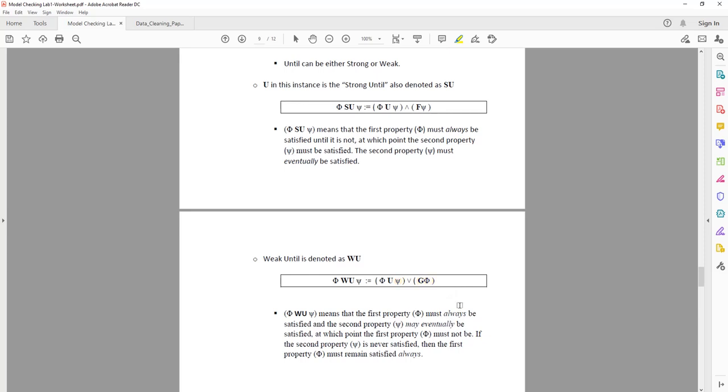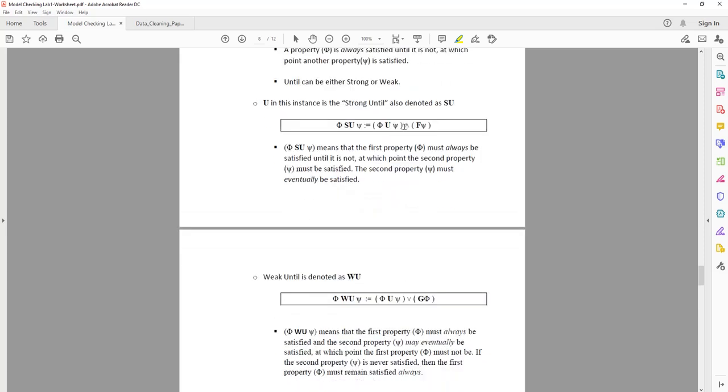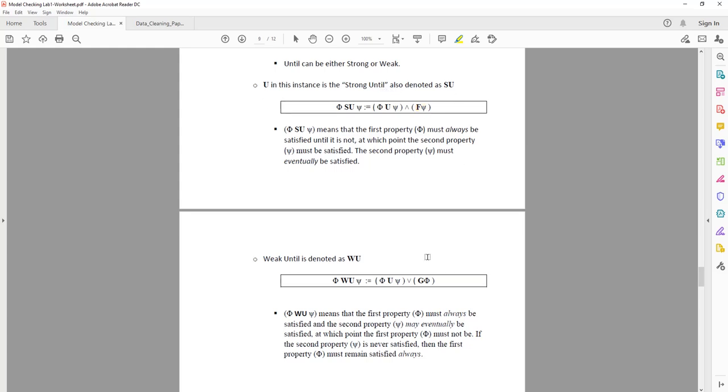So let's go through the difference between strong until and weak until again. In strong until, the first property must remain satisfied always until it meets the second property, at which point the first becomes false, the second one becomes true, or whatever you're trying to prove, and eventually, so you always find the second property. Otherwise it is not strong until. In the weak until, the first property can always remain true. You do not have to find the second property. However, if you do find the second property, then the first property must no longer be true and the second property must be true. So that is the difference.